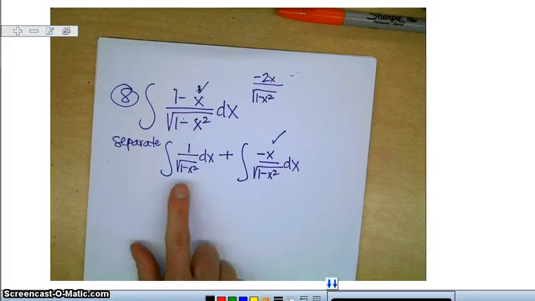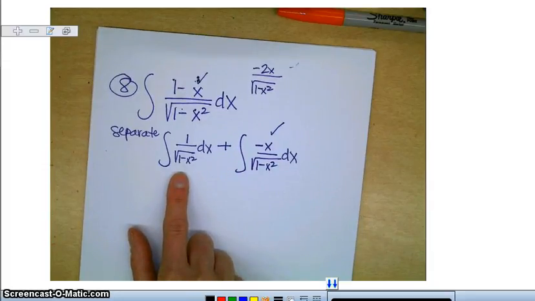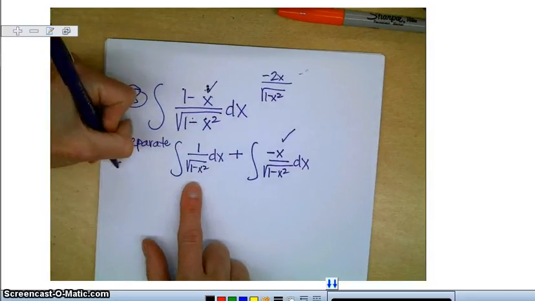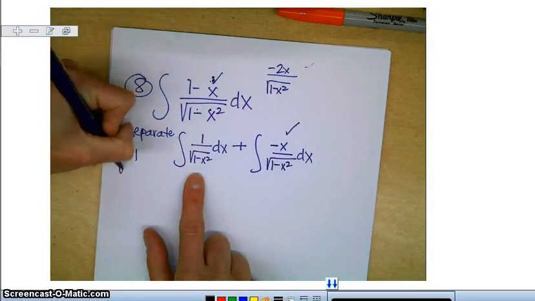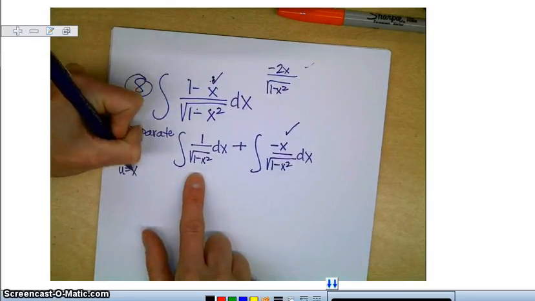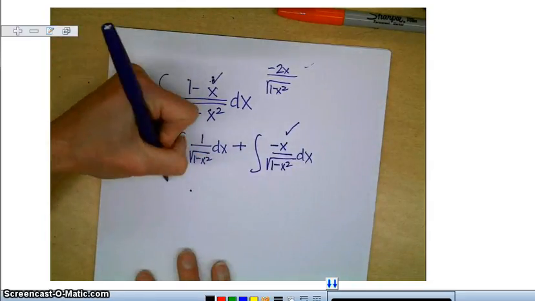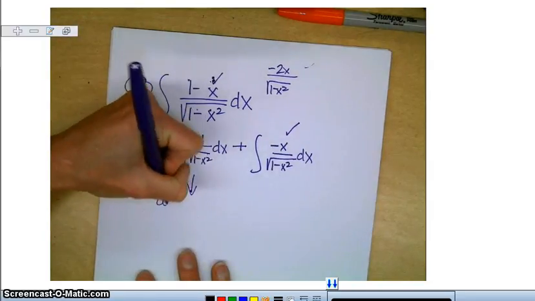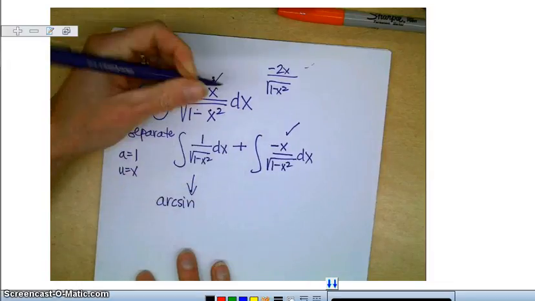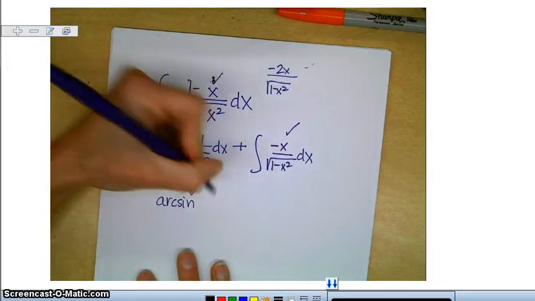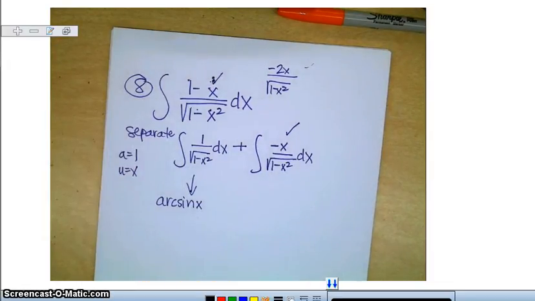So for this one, what formula does this actually match up with right away? The arc sine. The a is what here? 1, and the u is x. Just x. So this antiderivative is just the arc sine of x. Just x. Yeah, please don't write x over 1 as a final answer.